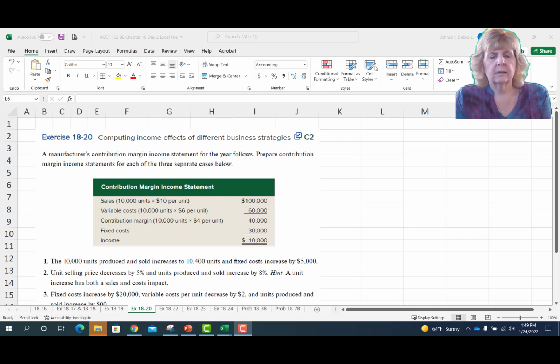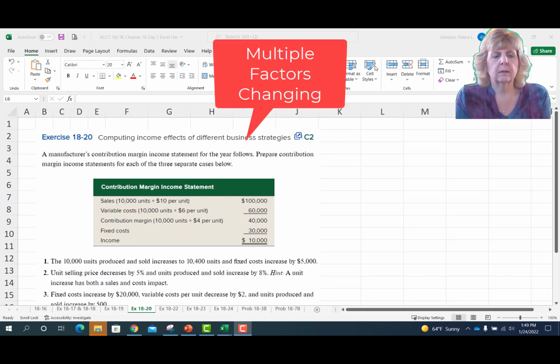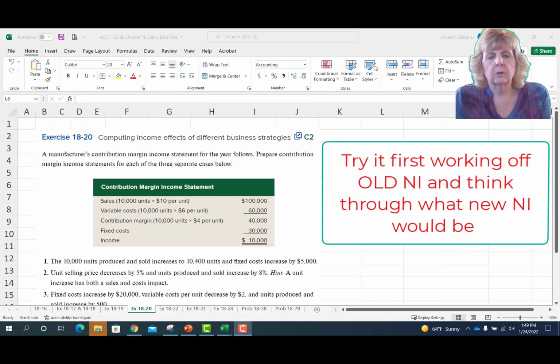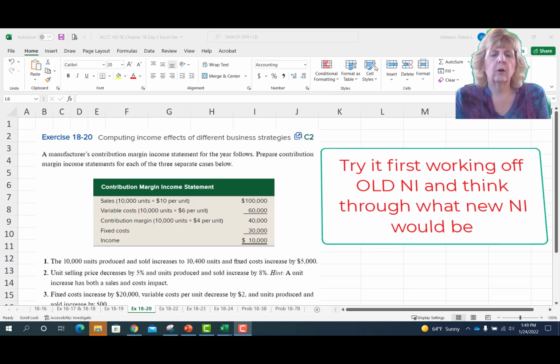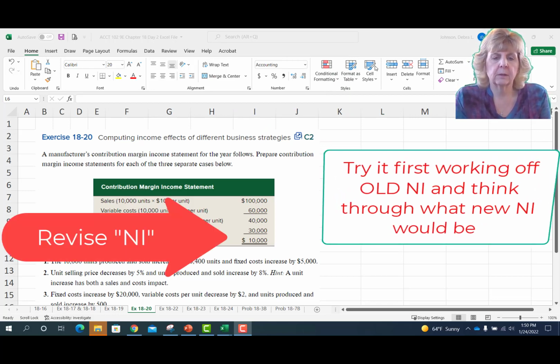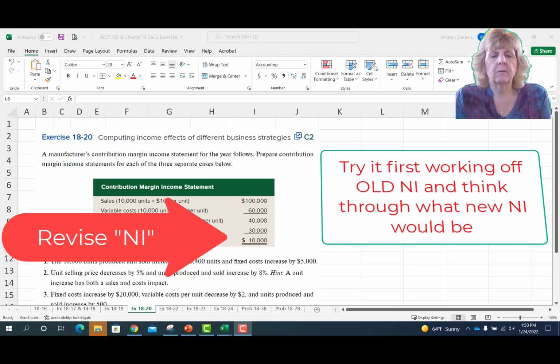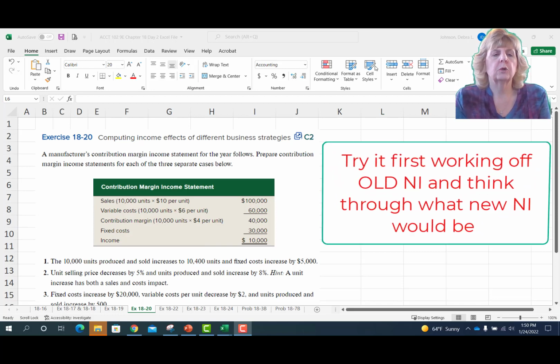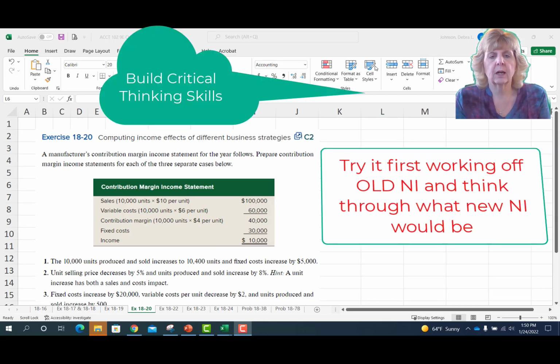This next exercise is a little bit trickier because now they're going to be talking about two different variables changing. Oftentimes, the items given to you will work in opposite directions. So I attack this exercise by focusing on the old net income of $10,000 and adjusting it for each of the various factors that came into play. I would encourage you to try the exercise first with that approach.